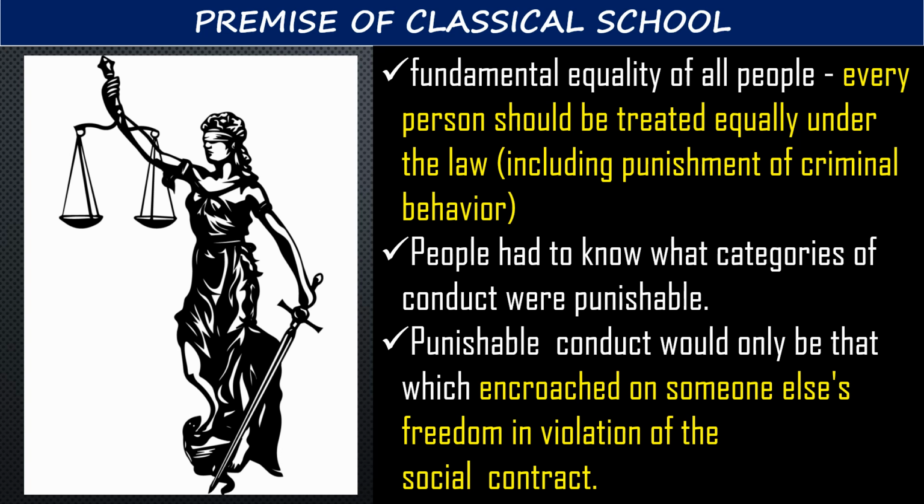So they say, you have to teach us, you have to teach the people. Let the people know what are the laws and what are the violations, what are the prohibitions, and they should know the consequences of those acts. Because if they come to know the consequence will be like this, they have that freedom to choose. So that's according to the classical thinkers. Punishable conduct would only be that which encroaches on someone else's freedom in violation of the social contract.